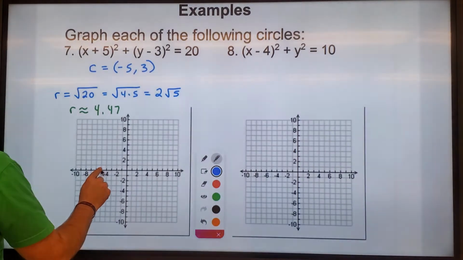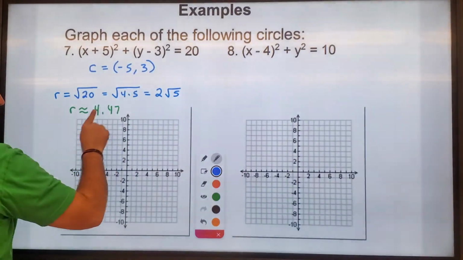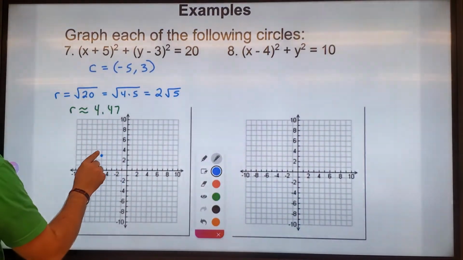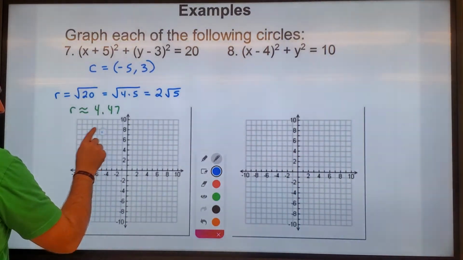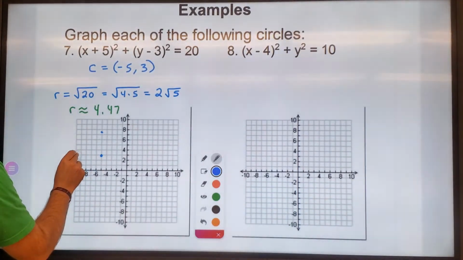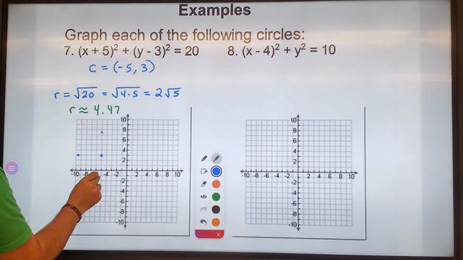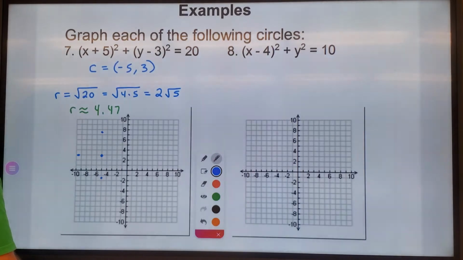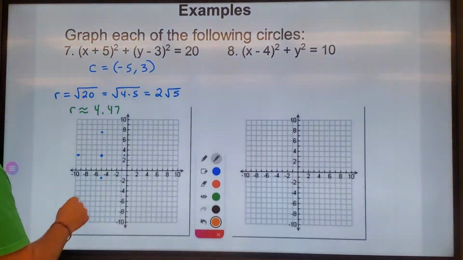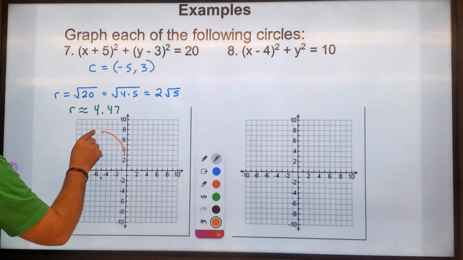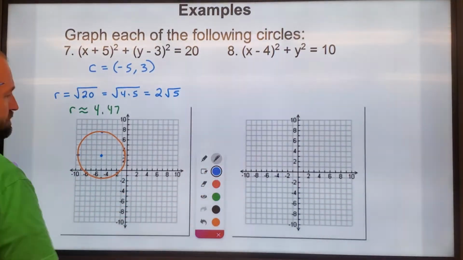-5, +3. Okay, and again I'm going to go 4.47 units. So again about 4.5. I have 1, 2, 3, 4, and about half. Again, 1, 2, 3, 4, and about half, in each direction. Okay, and graph again as best you can. Ooh, that's a good circle.